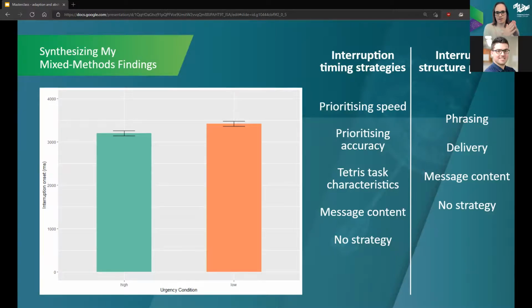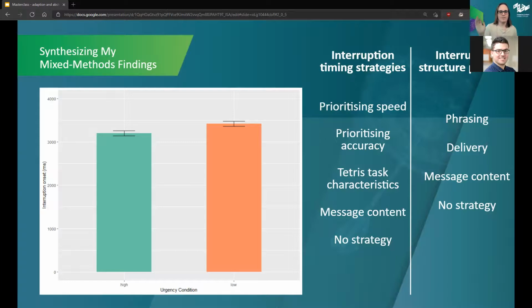And because I found this convergence, because my two methods said the same thing, I could be more confident stating that this is what a spoken interruption is like between people. And I could also recommend to people who are designing proactive speech agents that if you want your speech agent to interrupt in the same way that a person does, I'm pretty darn sure people interrupt sooner, they wait less time when interruptions are urgent. This is an actual kind of concrete insight that a designer could use.